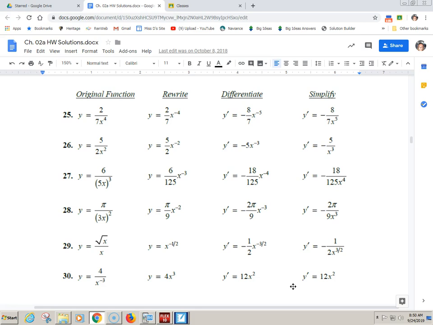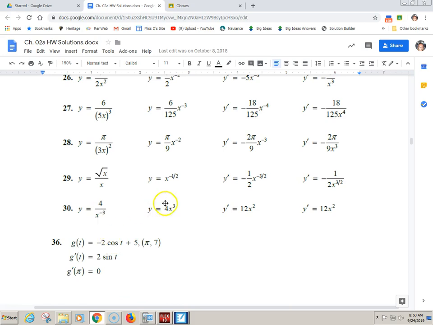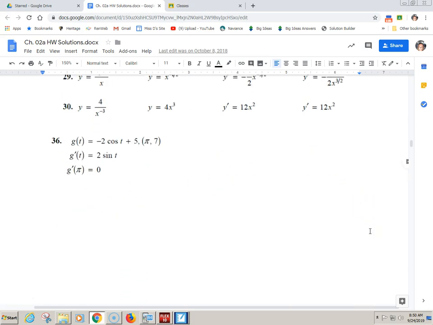Number 30. I know the easiest one. How about 30? I thought he was the easiest one because you just pop him up and say power rule. Oh, I struggle.